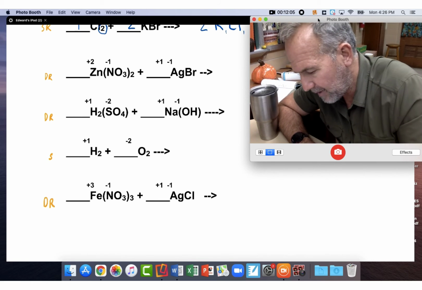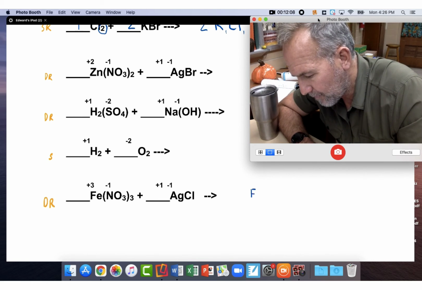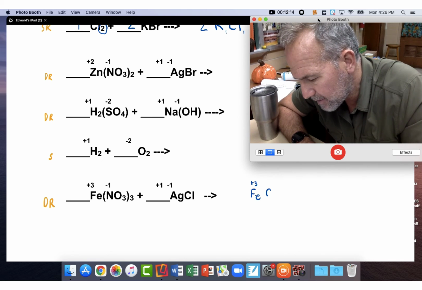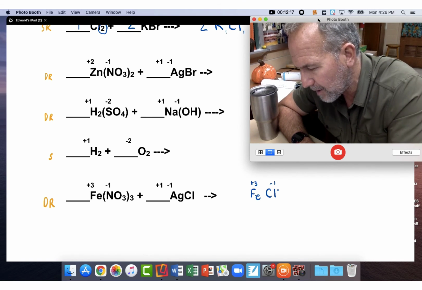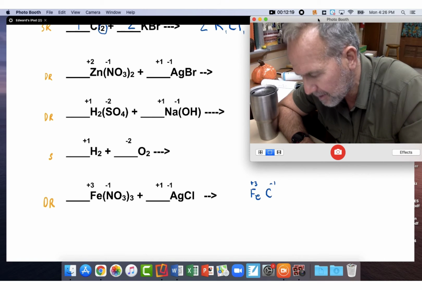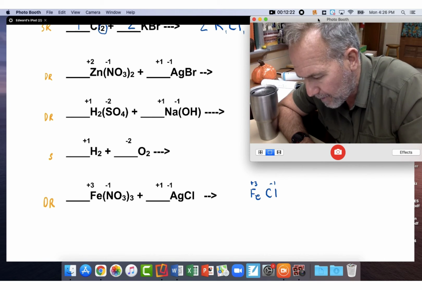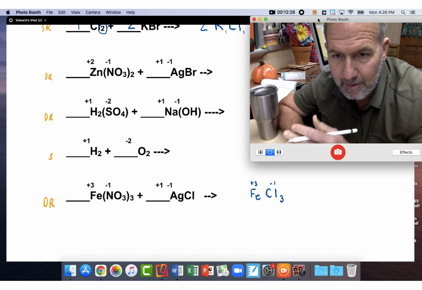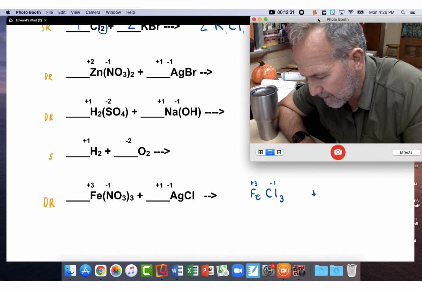And so we're going to put Fe down here. And it's plus 3, so write a plus 3 above it, or mental note. And then we have Cl. Cl is minus 1. I'm going to put it above since I'm writing like this. It just looks prettier. All right, and so we crisscross. We need a 3 there, right? That's where the 3 comes from, right? That's what we do. Plus Ag.